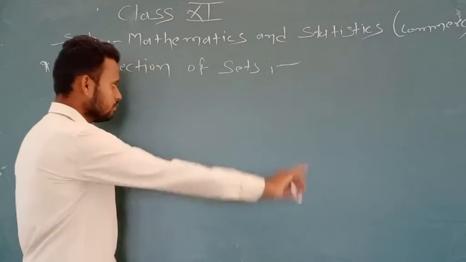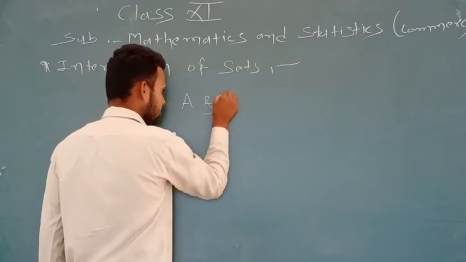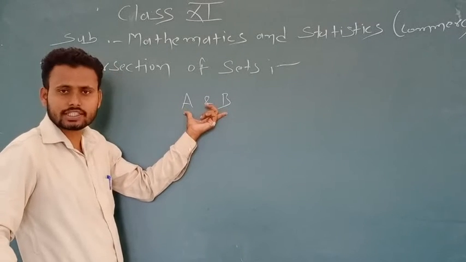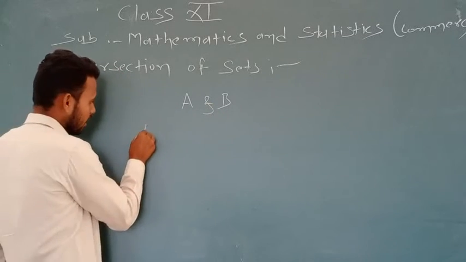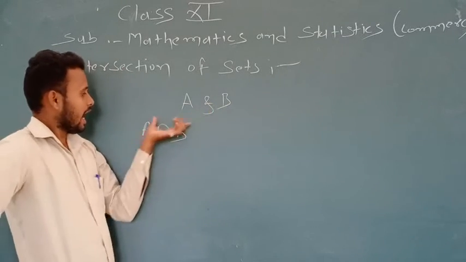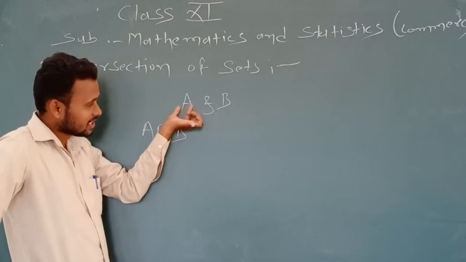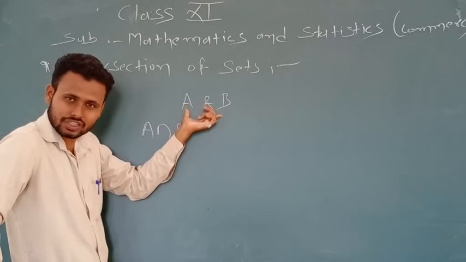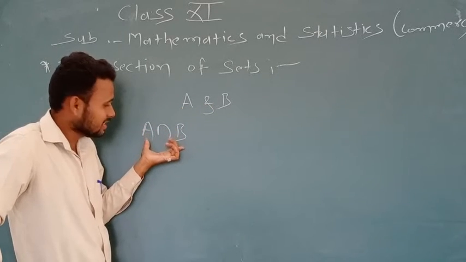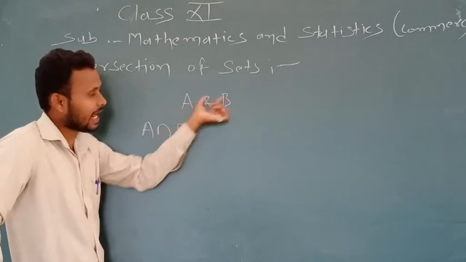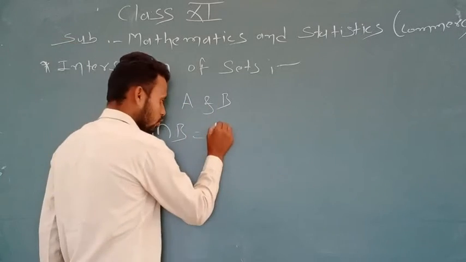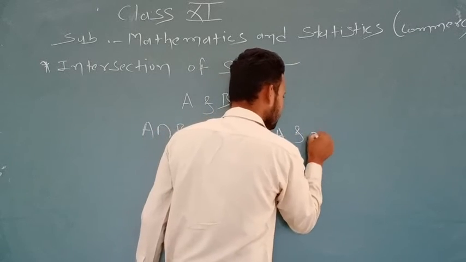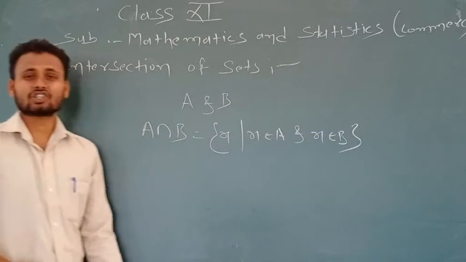Intersection of two sets. Suppose there are two sets A and B. Then the intersection of these two sets is denoted by A intersection B and is the set of all elements which are both in set A and set B, which is equal to the set containing the elements x such that x belongs to A and x belongs to B. That is called intersection of two sets.